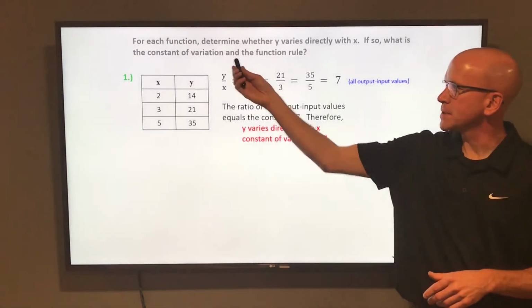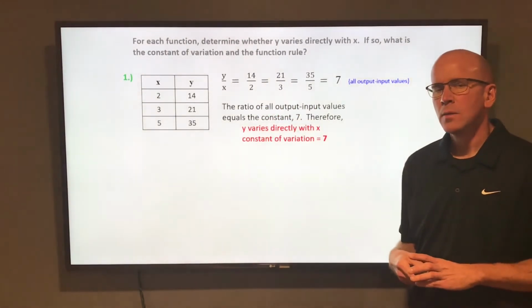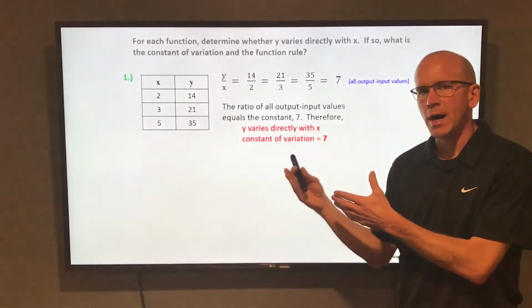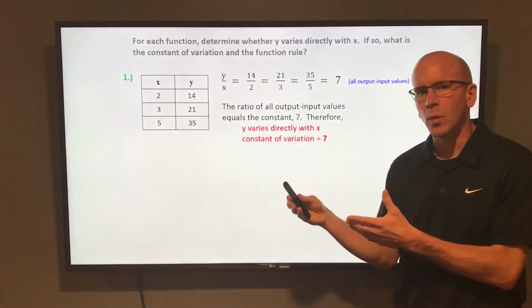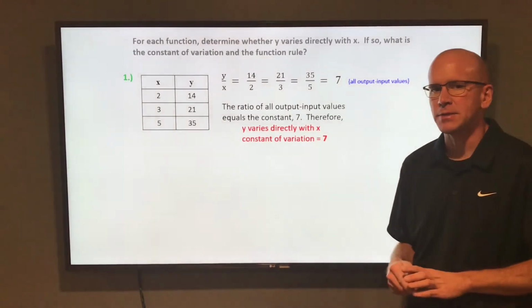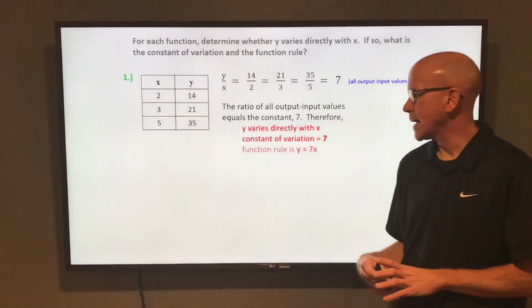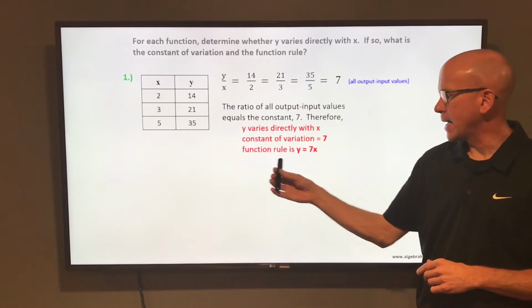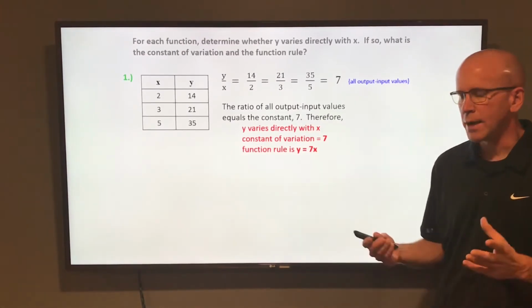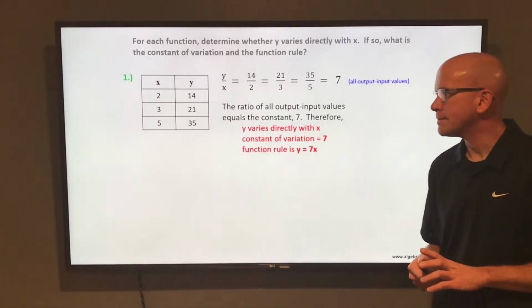And then finally, what is the function rule? Well, remember, if y varies directly with x, it's written in the form of y equals k times x. K is the constant of variation. K is 7. So you could write that as y equals 7 times x, or y equals 7x. That is the function rule.